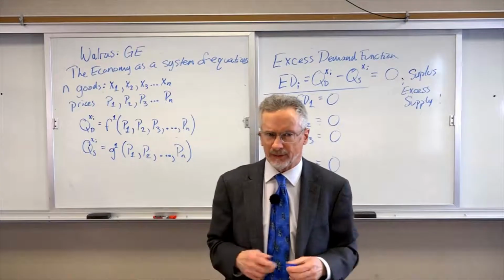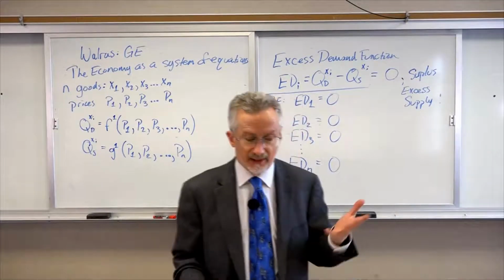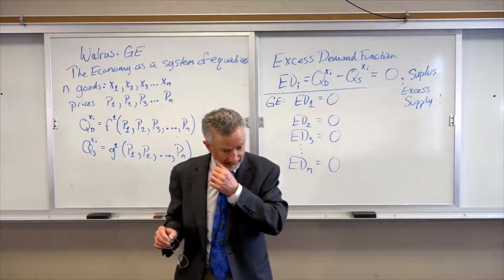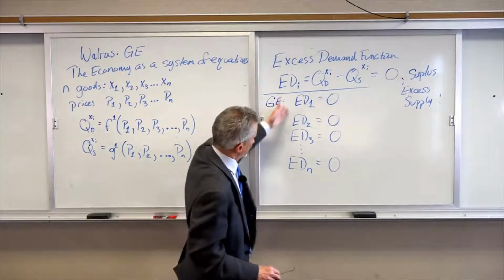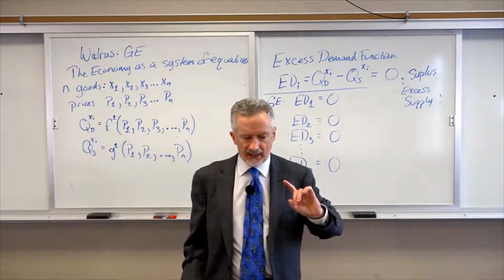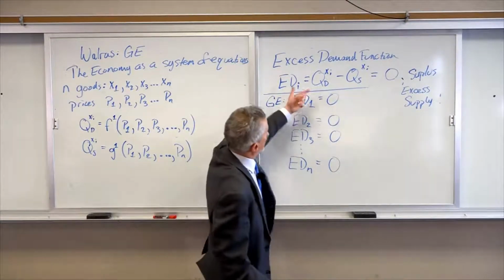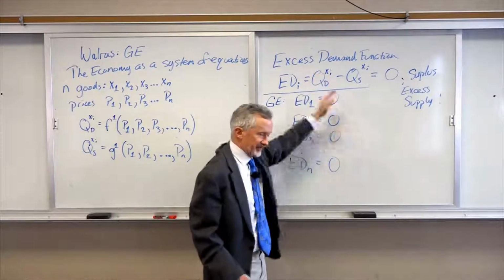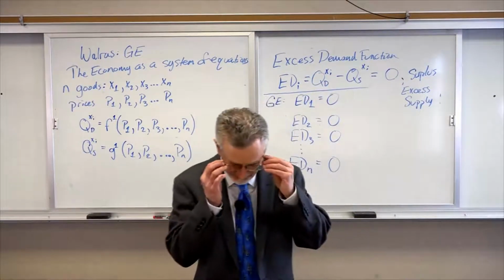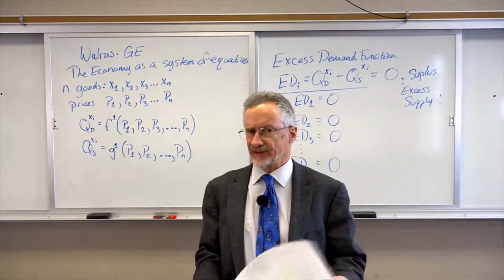Now, here's how Walras treats the question of whether this exists. He says, well, we have n minus one independent equations, and we also have n equations, n variables. Ha! We have just shown that it exists. That's all he says. And that's actually not sufficient to show it.